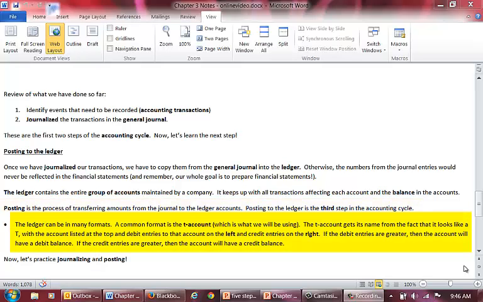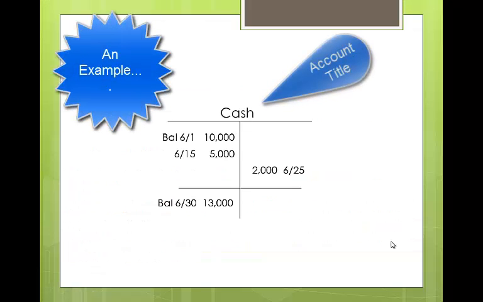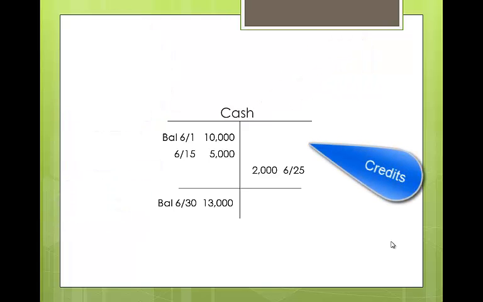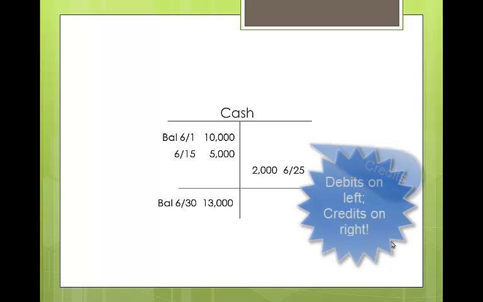The ledger can be in a variety of formats. One common format, and the one that we will use in this class, is the T account. It is called a T account because it looks like an uppercase T. You have the account title at the top, and you list any debit to the account on the left-hand side and any credit to the account on the right-hand side. So remember, debits are on the left and credits are on the right.